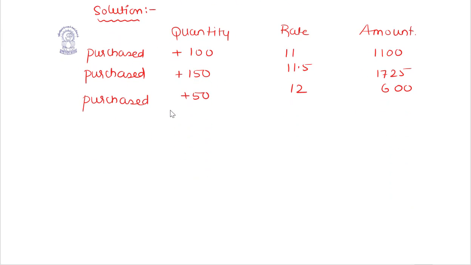Then we have issue 100 units. So we need to calculate average. 150 plus 50, 200 plus 100, 300. Over here, 1100 plus 1725 plus 600. Average: 3425 divided by 300, 11.41.